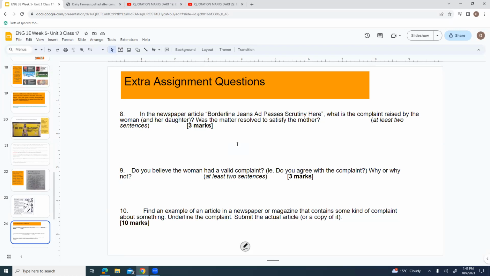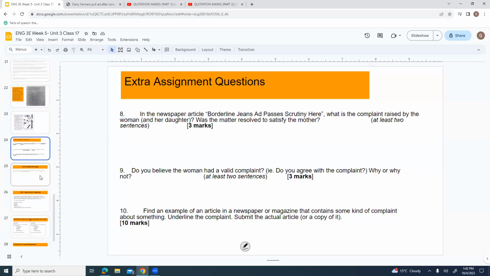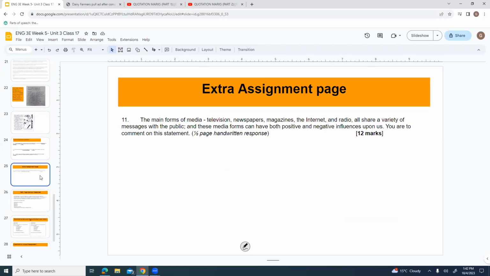Number 10, find an example of an article in a newspaper or magazine that contains some kind of complaint about something. Underline the complaint and submit the actual article or a copy of it. A good hint is look at the letters section in newspapers. They often have complaints there. But you can also just enter complaints about ads or whatever on Google and things will come up.